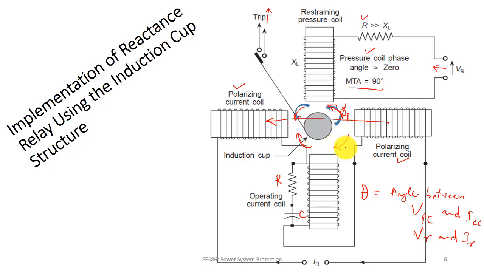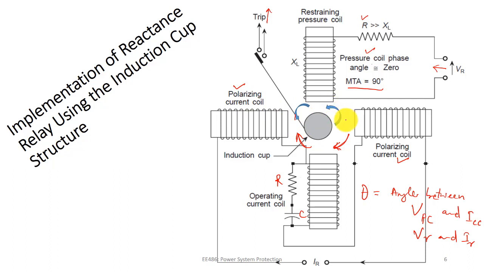And that is known as the operating torque, and because of the restraining coil and the polarizing coil, it is the restraining torque. So the torque produced by the interaction of the flux due to the operating coil and the polarizing current will be exactly opposite to the torque produced due to the interaction of the flux because of the restraining or pressure coil and the polarizing coil.